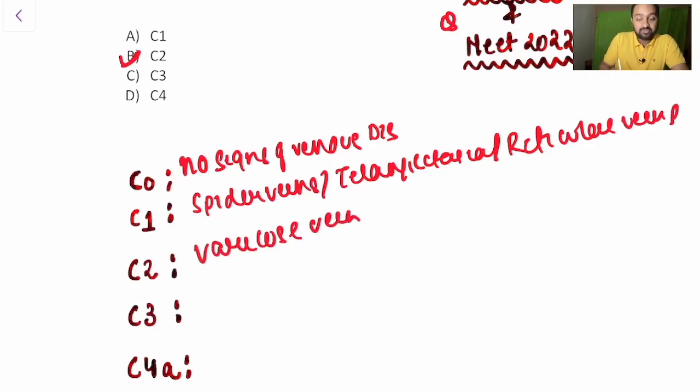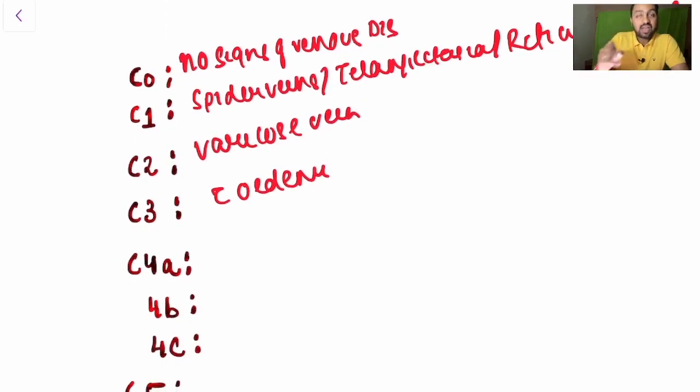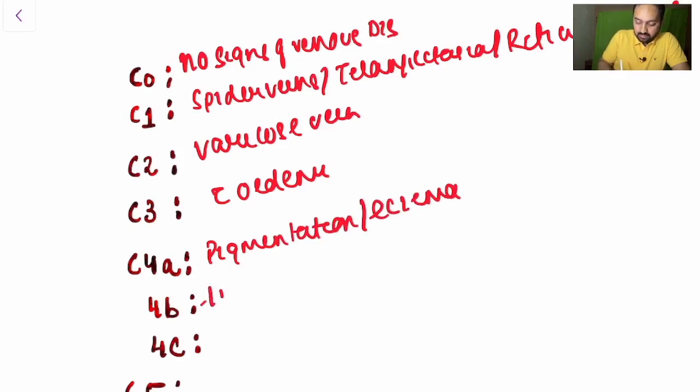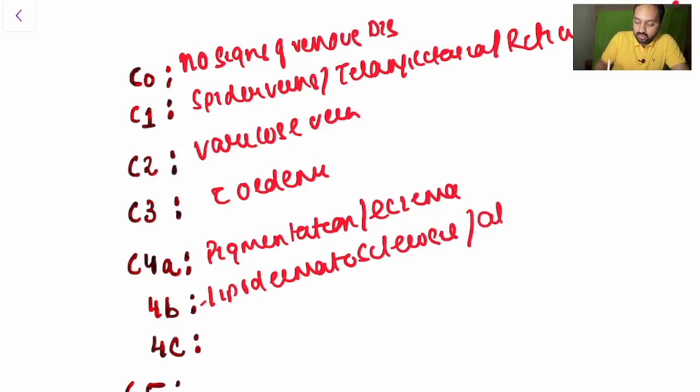Then we have your C3, which is your varicose vein with edema, right? Then we have your C4, which are present with your skin and your trophic changes. So we have your C4A, which is your pigmentation and your eczema. Then you have your lipodermatosclerosis or your atrophic blanche.